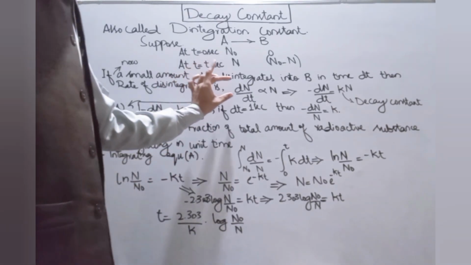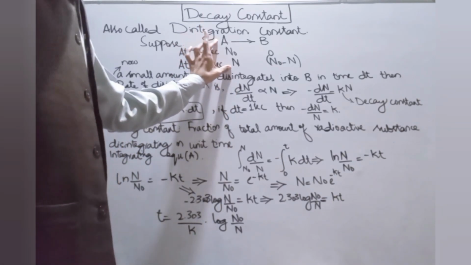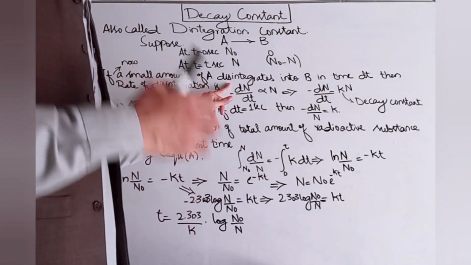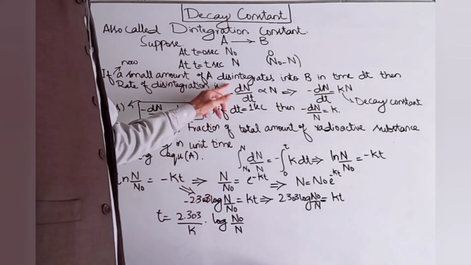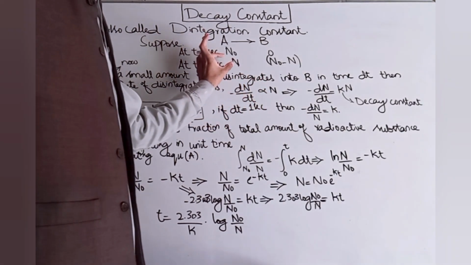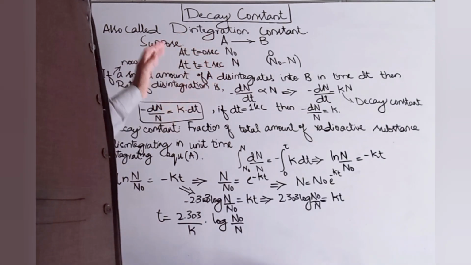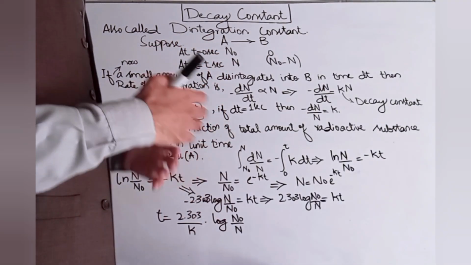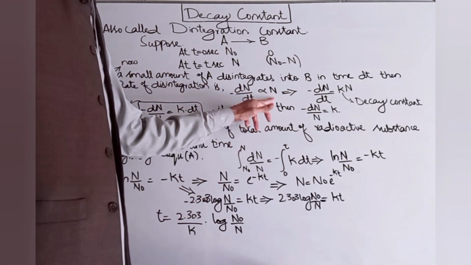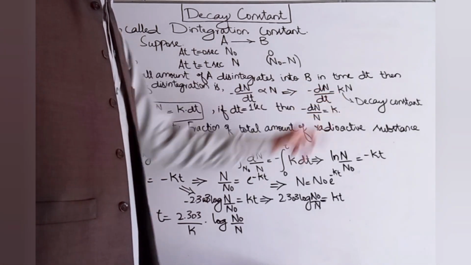So dn is the small amount of change that has occurred in the number of atoms of A. dt is the small time in which dn is the change in the number of atoms of the substance A. So minus dn over dt is directly proportional to n, because we are left with n number of atoms after time period t. After that, if a reaction further happens, that is directly proportional to the number of atoms n. So if we remove the proportionality and put a constant, minus dn over dt is equal to kn.